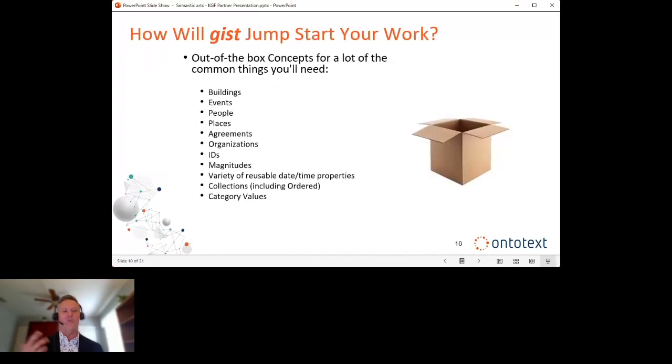And so, how will GIST help you jumpstart your work? I've kind of alluded to it, but the main thing is it has out-of-the-box concepts for, as I said, most of the things you should have to model. You should be able to at least root them into these classes. So we cover buildings, events, people, places, which can be geographic locations or landmarks or anything like that.